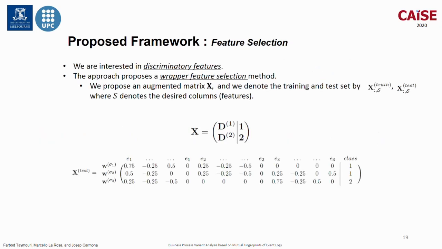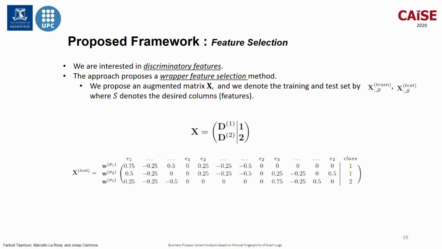After creating the design matrix for each process variance, the most important question is which feature or set of features discriminate process variance. We tackle this problem by proposing a wrapper feature selection method. Wrappers are feature selection techniques that employ a classifier to select informative features.